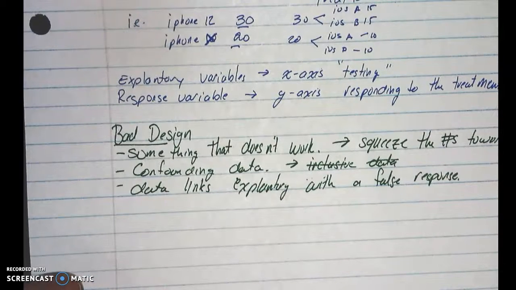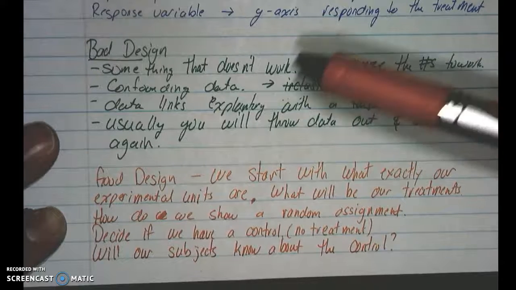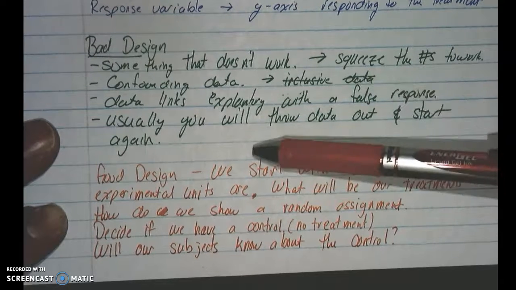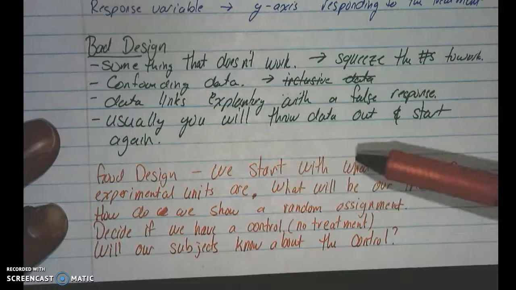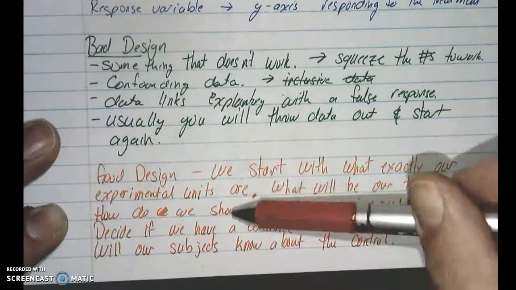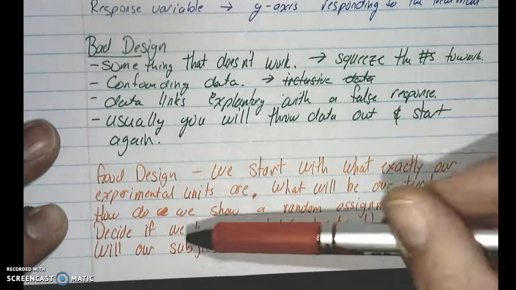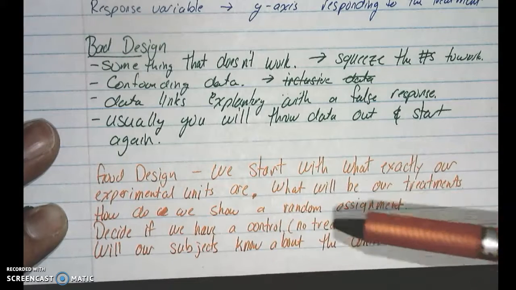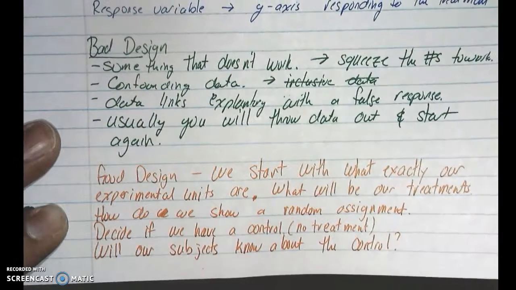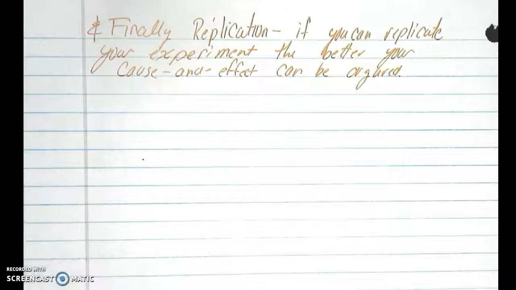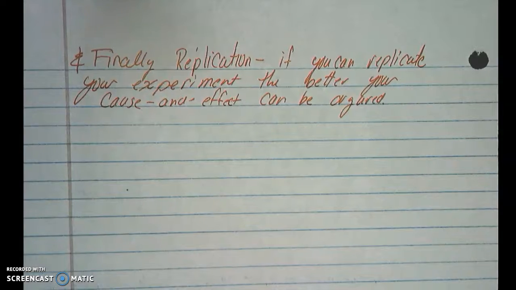I really hate this mouse. Where is it? Okay, so we talked about a good design. We start with what exactly our experimental units are. What will be our treatments? How do we show a random assignment? Decide if we have a control or no treatment. Will our subjects know about the control? And then we have replication. If you replicate your experiment, the better your cause and effect can be argued.